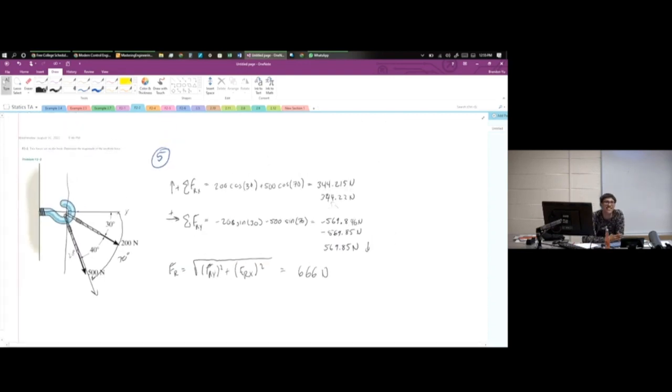Yes. You know how you wrote out the formula for FR? Can you write out the formula for the sums? Does that make sense? You mean this part right here? Yeah.